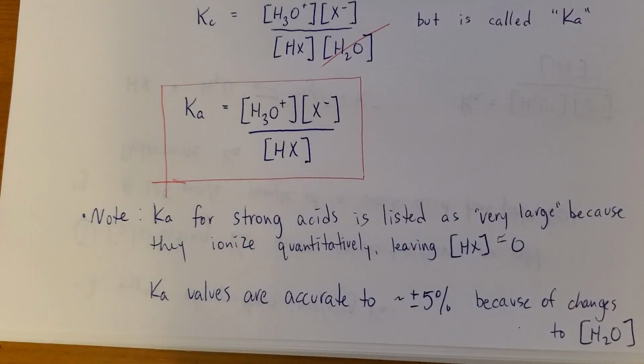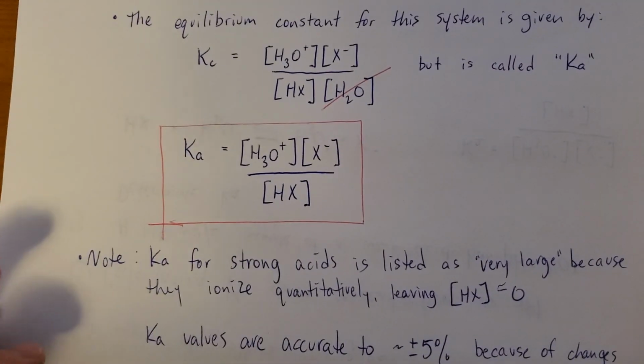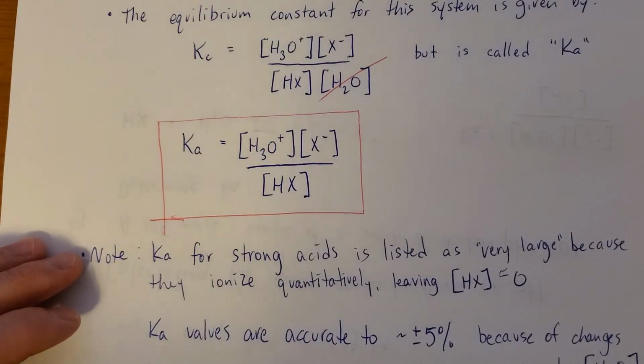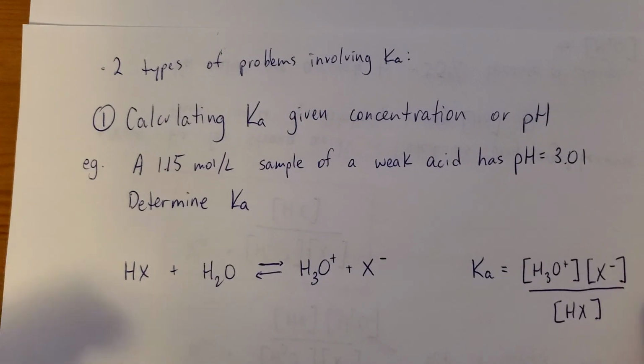It all became hydronium. Now, Ka values are only accurate to about plus or minus 5% because the water concentration does change. You don't need to go deep into why water concentration changes. It has to do with just the way that it interacts with acids, how the ionization occurs. But you do need to know that these Ka values aren't super precise. Okay, they're only good to about 5%, like I said, and that will have consequences that you'll see a little later on. All right? There's two common types of problems that we're going to go over today.